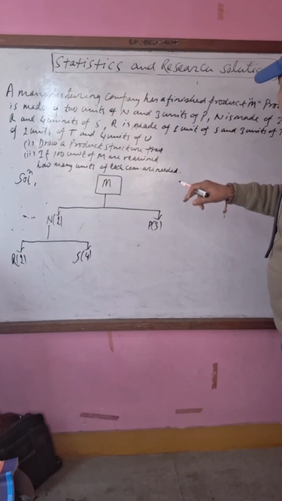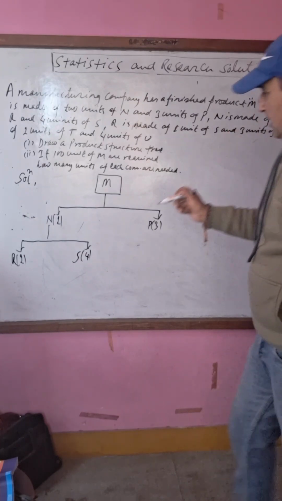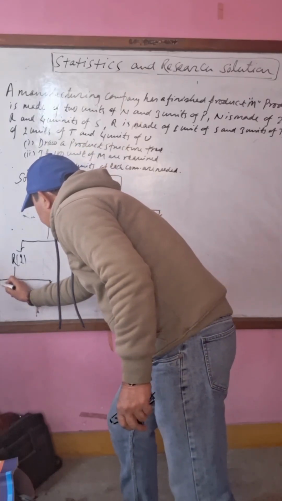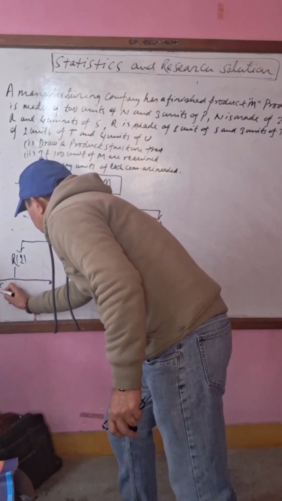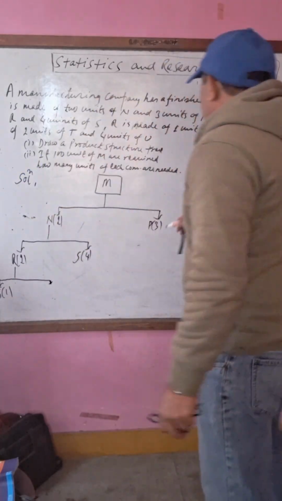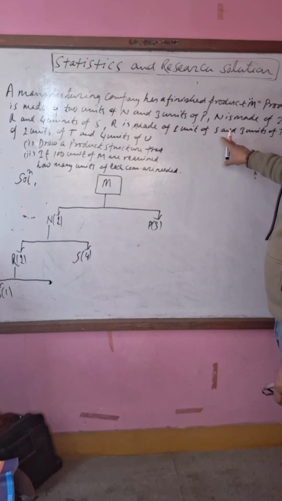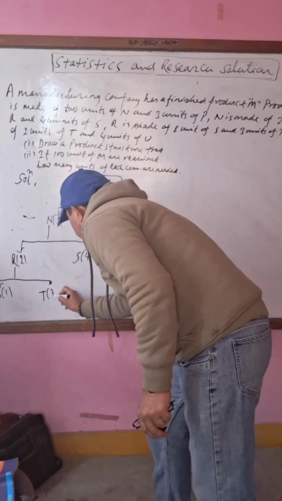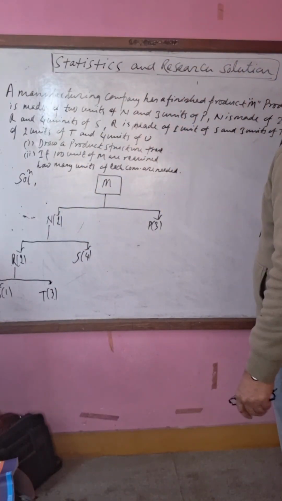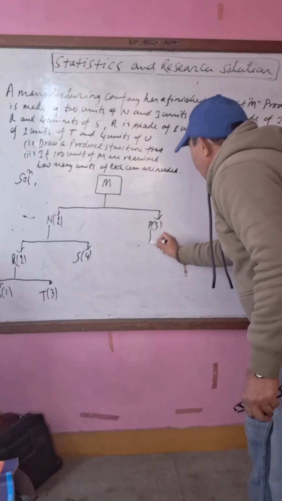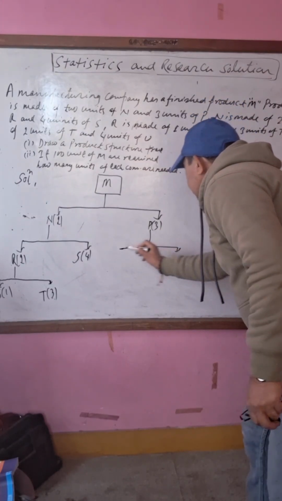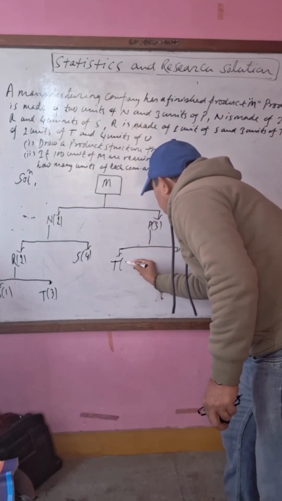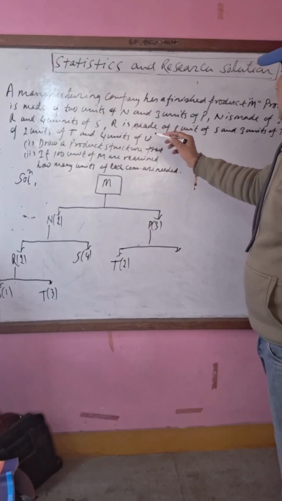And again, R is made of 1 unit of S and 3 units of T. You write 3 units of T. P is made of 2 units of T and 4 units of U.